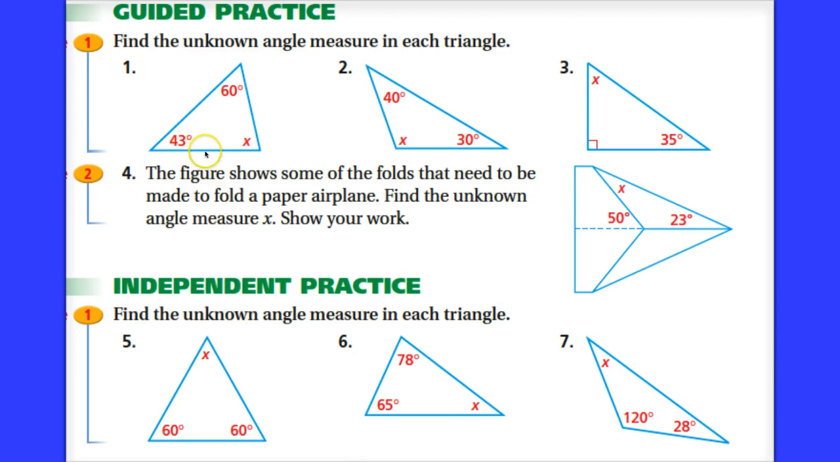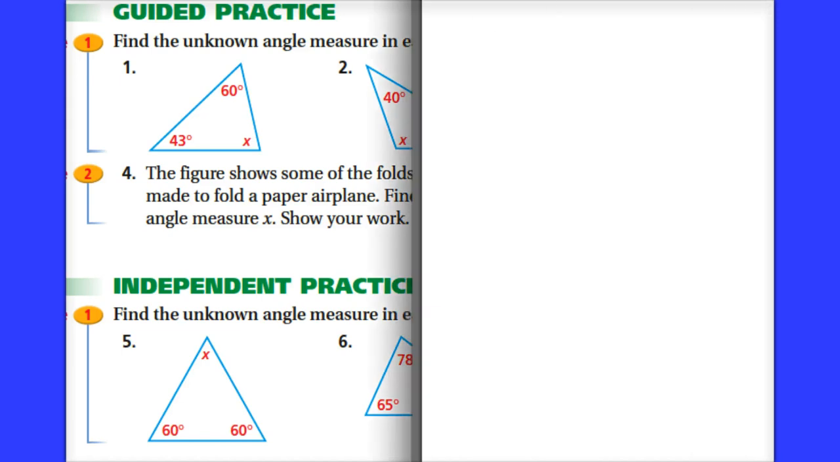Taking a look at number 1, I have a triangle with an angle of 43 degrees, 60 degrees, and a missing angle. Remember, to find the unknown angle, I want to add together the 2 angles that I'm given. I'm going to write my equation. You know that the total measure of the triangle is 180 degrees. So let's see how we can work out that first one.